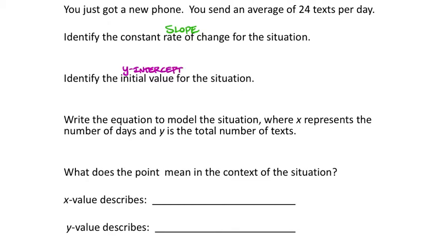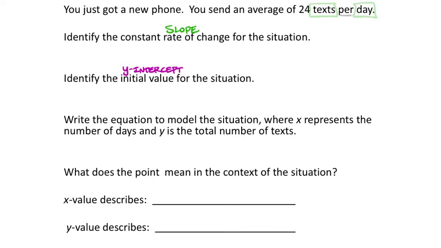Now, in this context, though, there's not a lot of calculation going on. They didn't give us any ordered pairs, no table, not even a graph for this one. But they didn't have to, because up here at the top, see how it says 24 texts per day? So if you think about the two things that we're comparing on this problem, okay? You got a new phone, you're sending some kind of average of 24 texts per day, okay? So the two things we're comparing are texts and days.